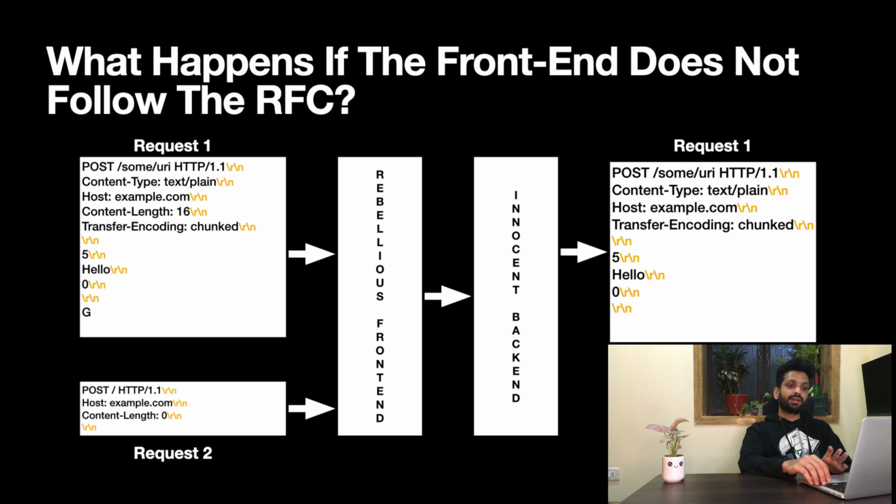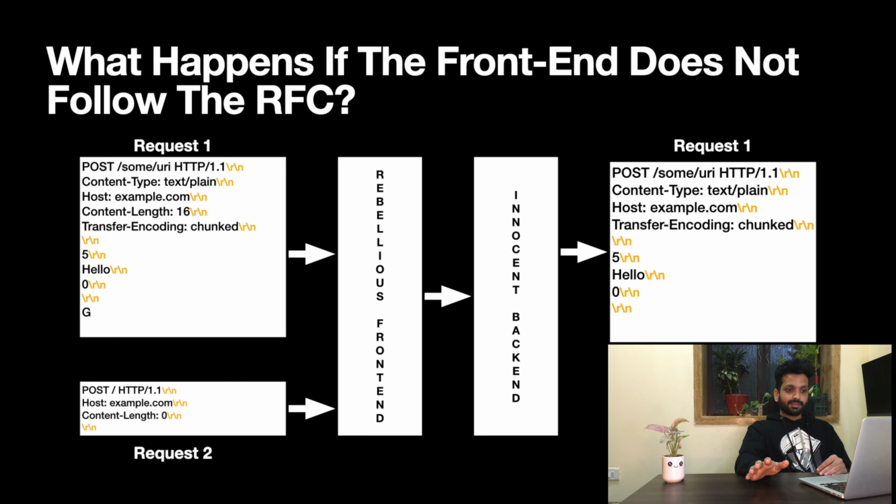When request number 1 reaches the backend, it starts interpreting the request as per the transfer encoding header. And as we know, the transfer encoding HTTP request ends with a 0 size chunk. So the server interprets this request and looks for the 0 size chunk, and when it receives the 0 size chunk, it concludes that the request is completed.